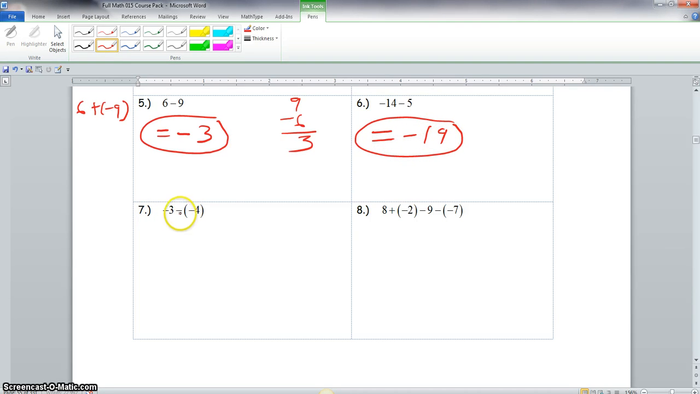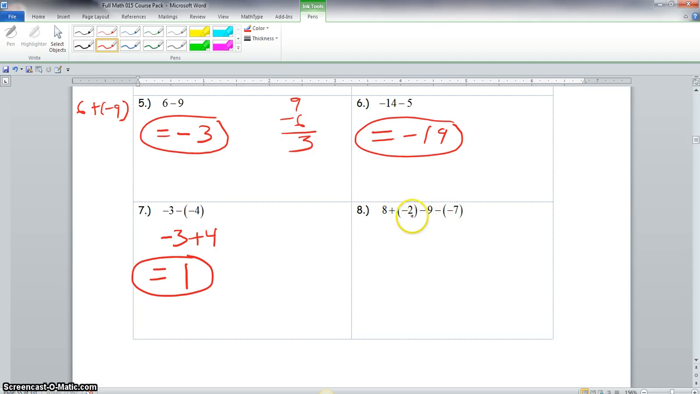Now number 7, negative 3 minus a negative 4. So we will have negative 3, and minus a negative 4 will give us a positive 4, because this is the opposite of negative 4. Now we know we will subtract 3 from 4, which will give us 1. And since 4 is furthest away from 0, we will keep it positive.